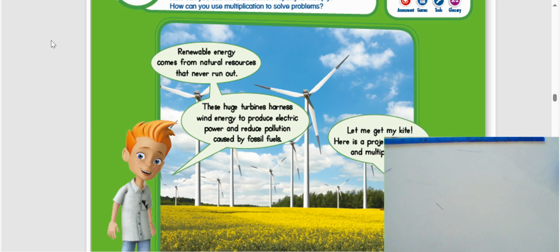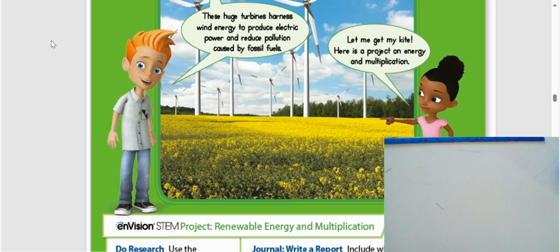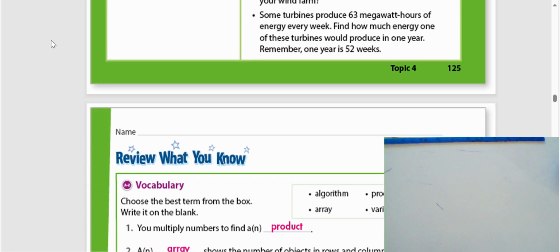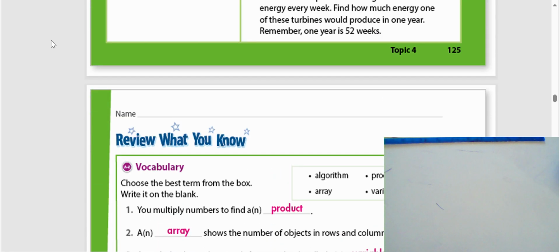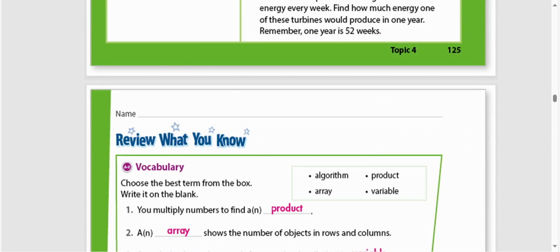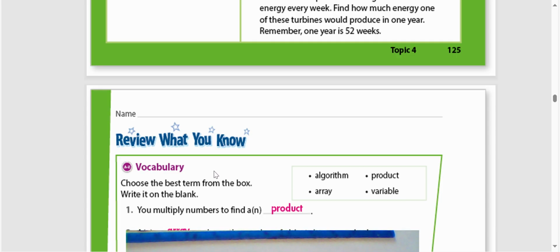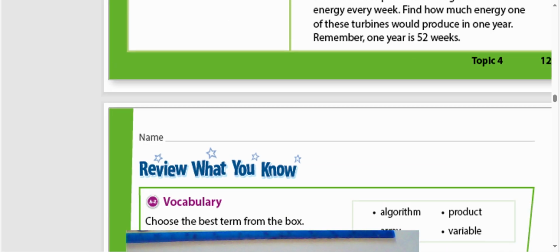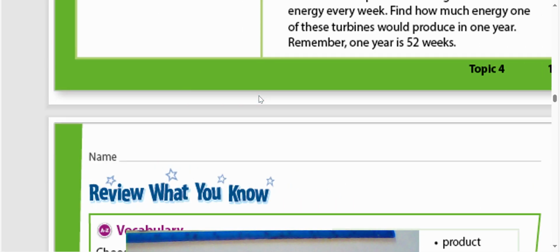Open the book with me. It's page number 125. First, we will review a lot of questions about product. We have vocabulary here. Remember, you multiply numbers to find a product. We can find the product between two numbers. Okay.